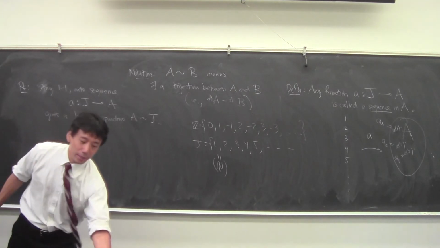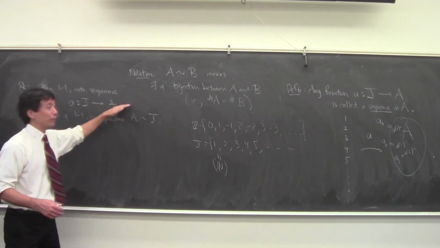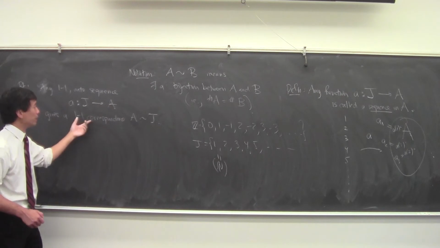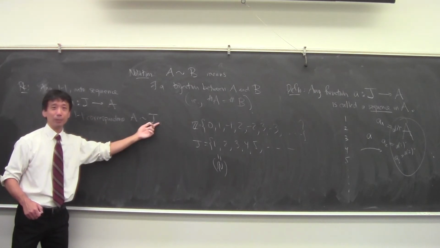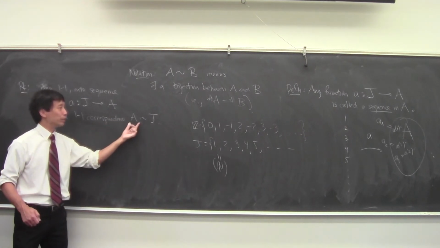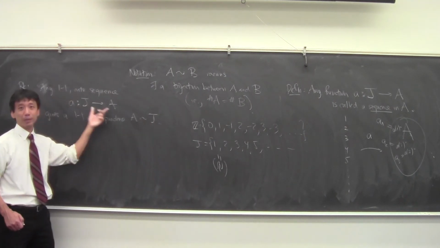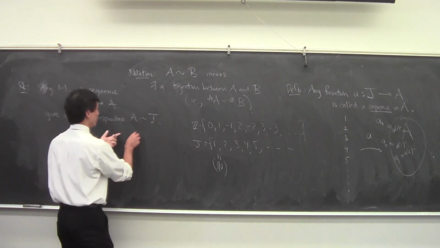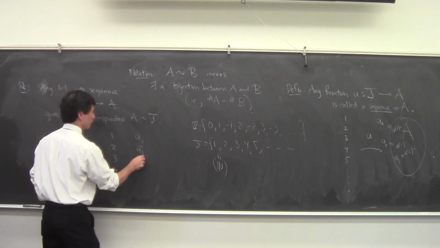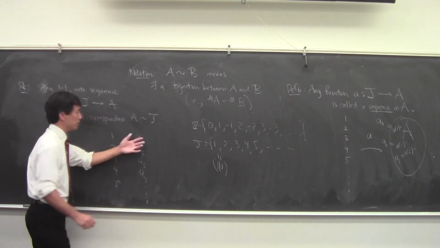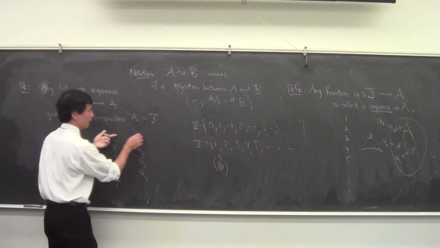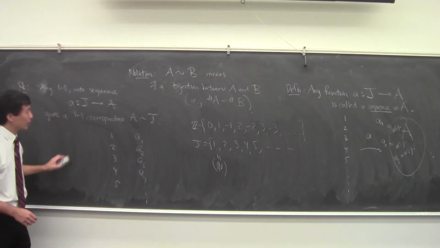Okay, so the point is this: if you have a one-to-one onto sequence, that gives you a correspondence between A and the natural numbers, right? And vice versa, if you have a correspondence between A and the natural numbers, that gives you a sequence, right? Because if I have some correspondence 1, 2, 3, 4, 5 with all the elements of A, then that gives me a sequence.